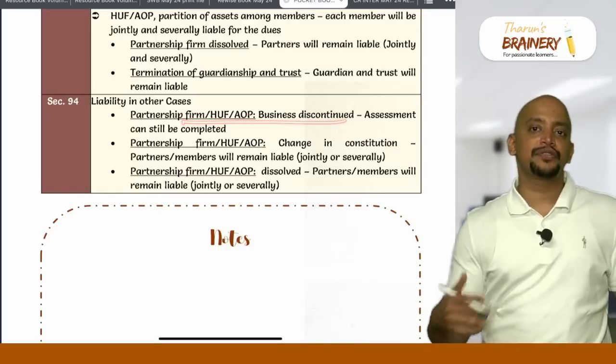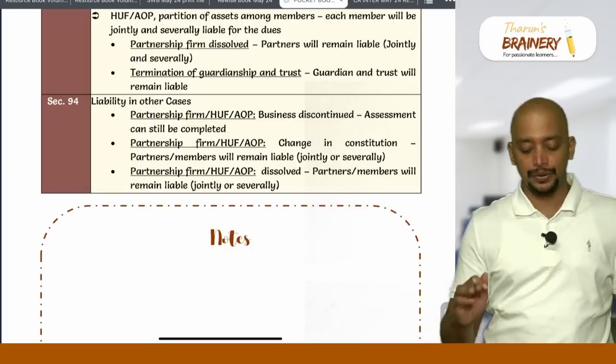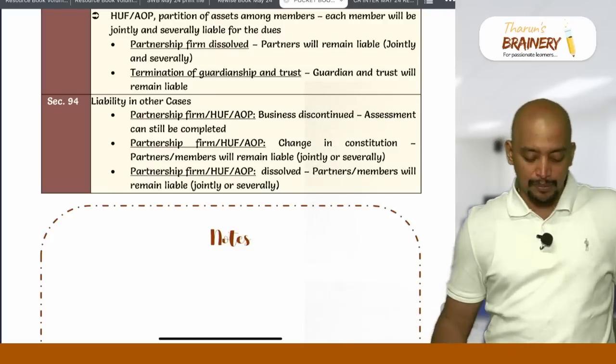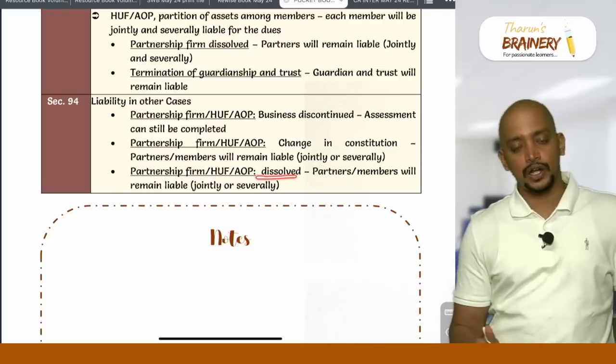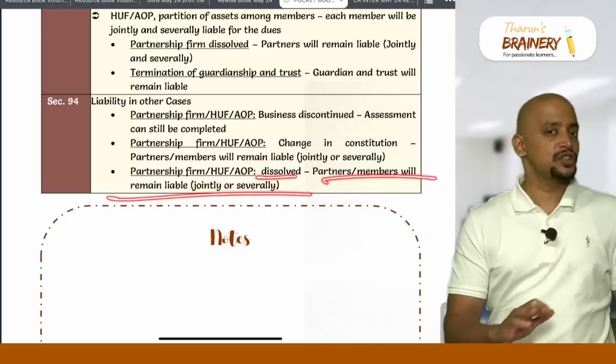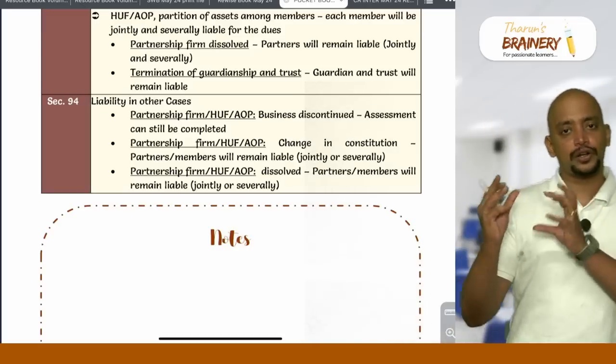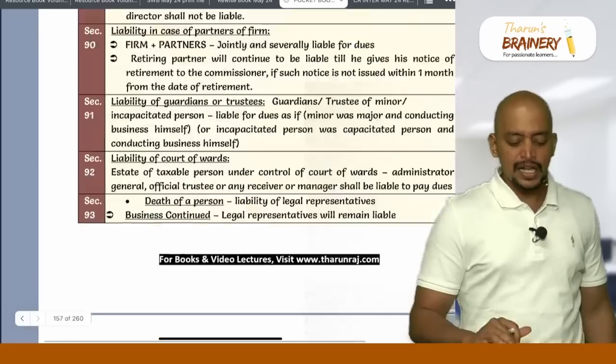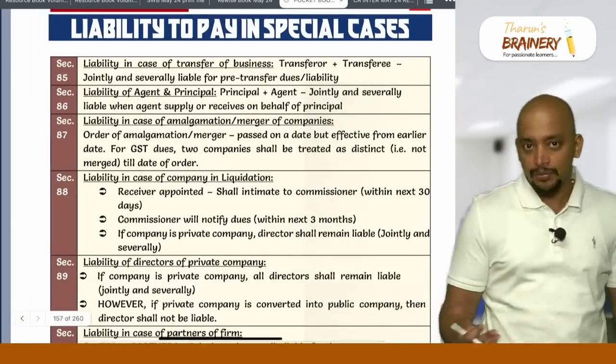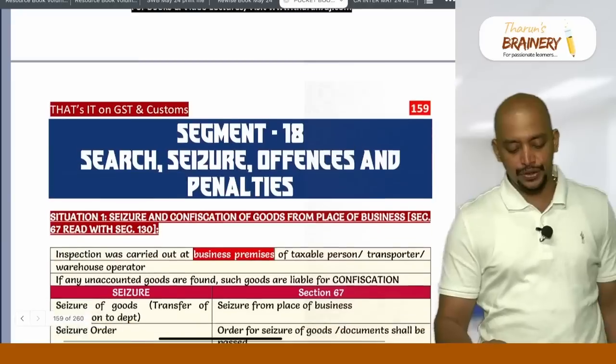And when the partnership firm or HUF or AOP is discontinued, even then the assessment can be completed, and if it is dissolved, partners or members remain liable jointly and severally. Mainly these are asked in MCQs, or short note questions can be coined based on this. Here you don't have to focus on the section number, but you need to remember these provisions.